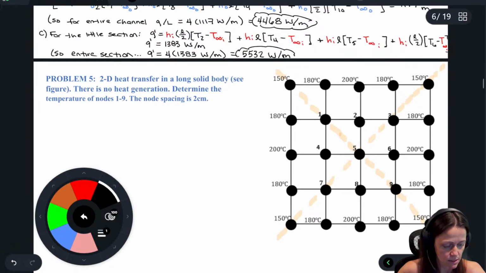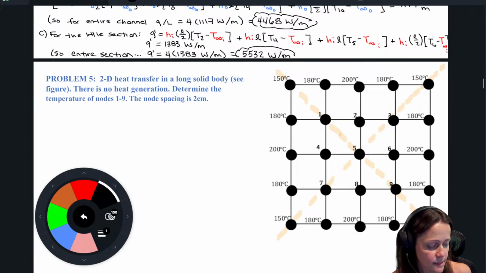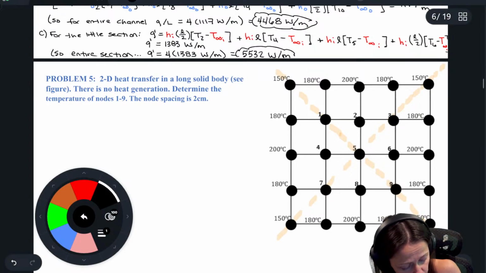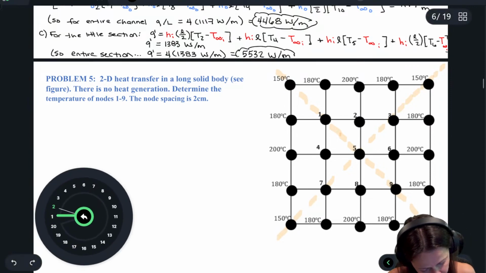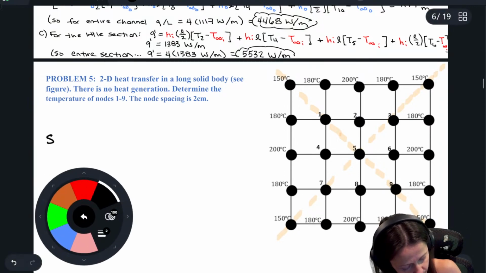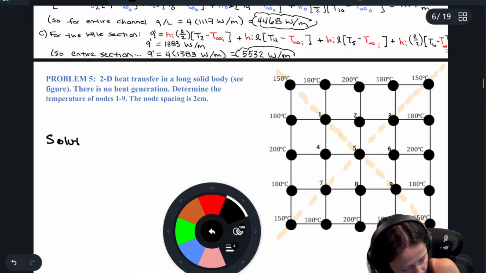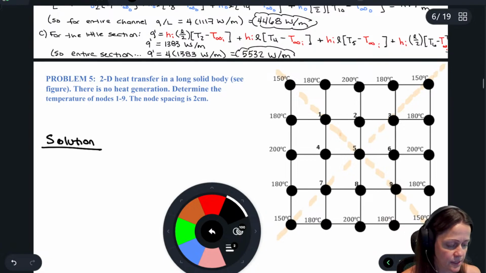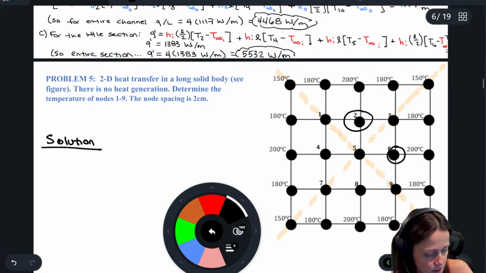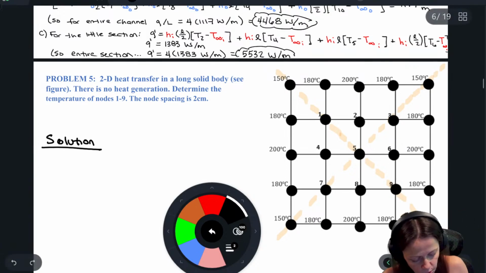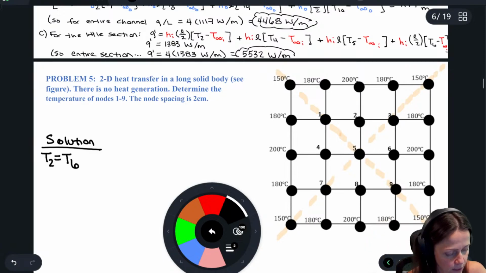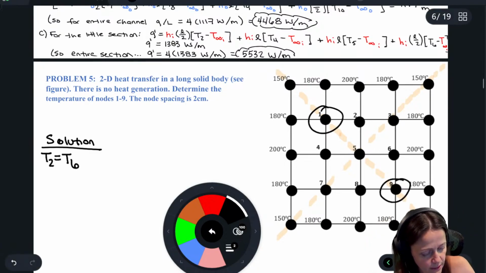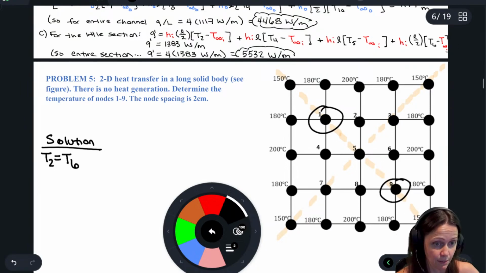So let's see what this tells us. What that tells me, looking at that first line of symmetry, is that this node and this node are going to be the same. So T2 and T6 are going to be the same. It looks like T9 and T1 are going to be the same, right?